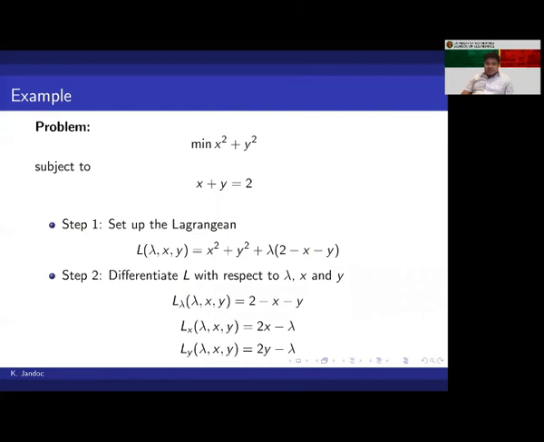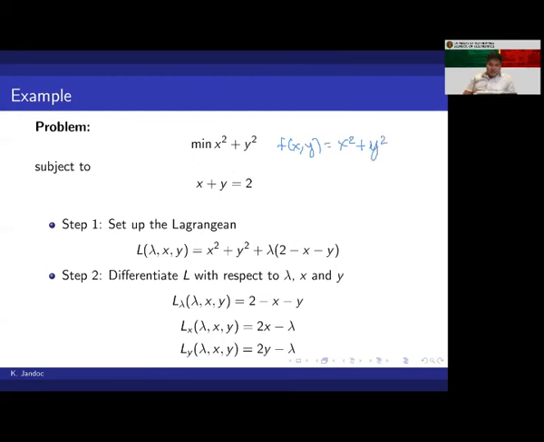Now, the previous discussion may seem abstract, and we'll go now to an example to illustrate the concepts that we have just discussed. Suppose you have a problem where you want to minimize the function x squared plus y squared. So this is your f of x, y: x squared plus y squared.